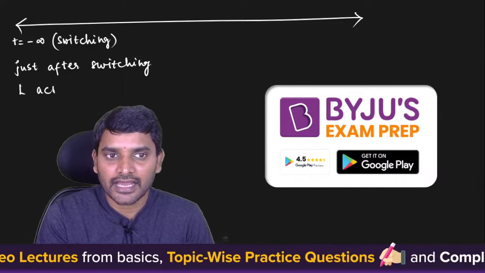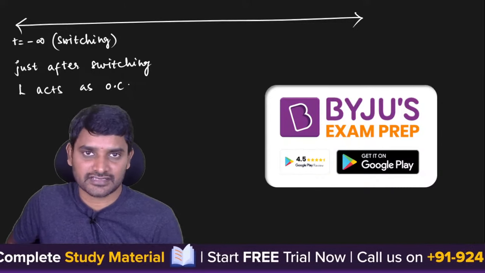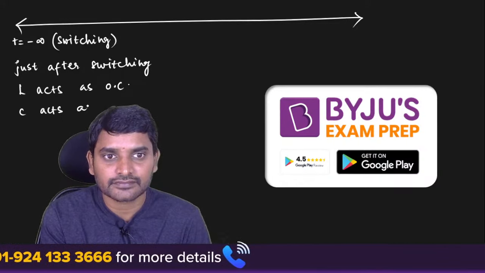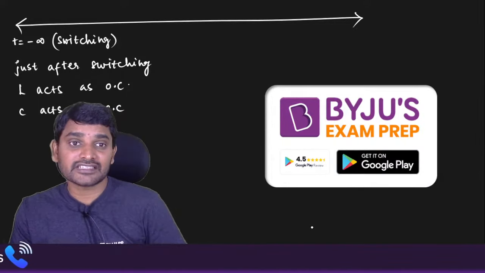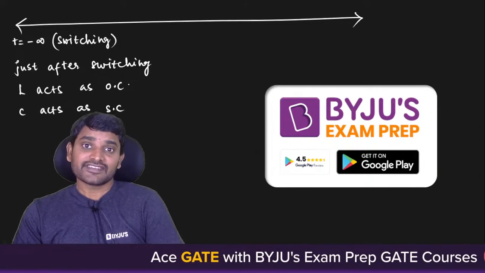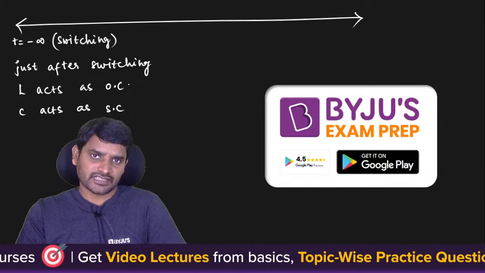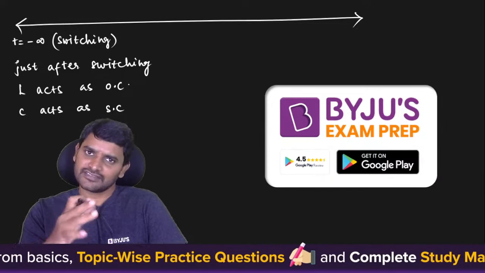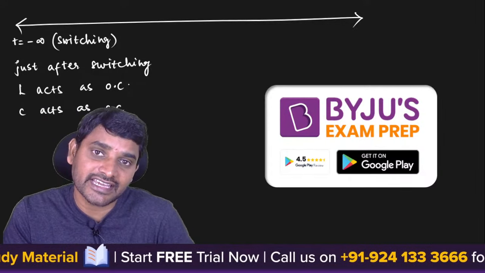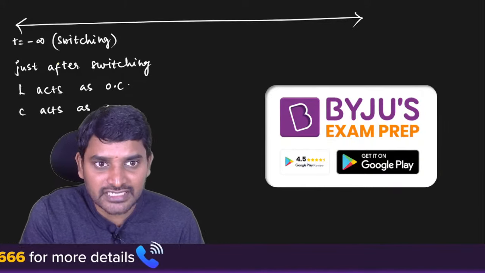inductor L acts as open circuit, because the inductor will oppose sudden changes in current by producing an EMF. Capacitor acts as short circuit. Why does the capacitor act as short circuit? Because of the initial voltage on the capacitor plates, it will oppose sudden changes in voltage. It will not lose the voltage, it will not gain the voltage suddenly. It will take some amount of time. So this is just after the switching instant.